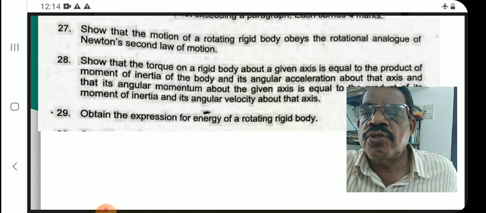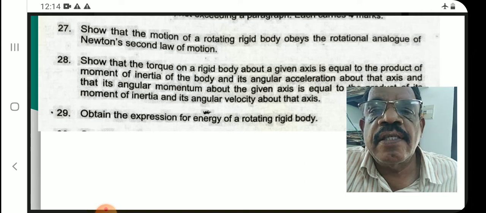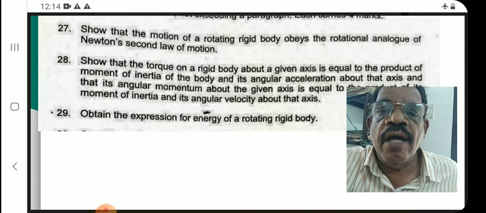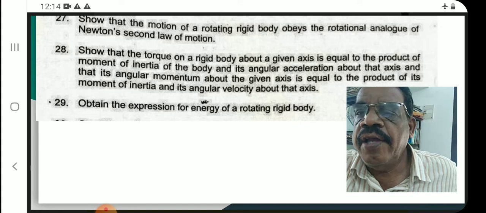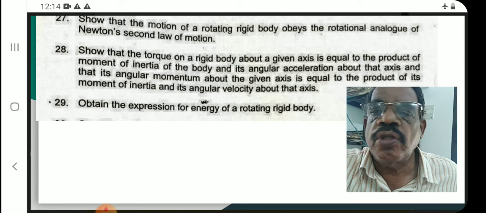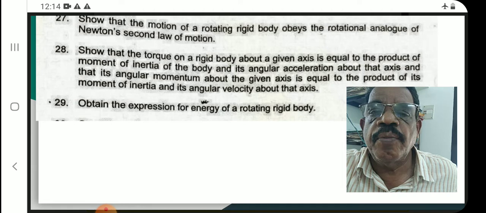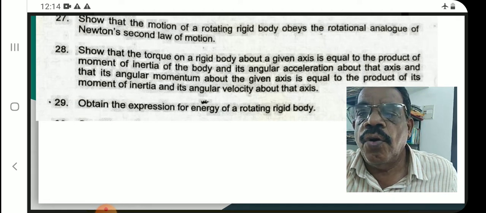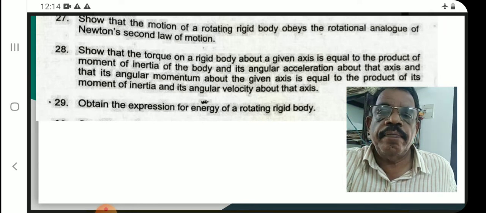Number 28, show that the torque on a rigid body about a given axis is equal to the product of moment of inertia of the body and angular acceleration about the axis, and that the angular momentum about the axis is equal to the product of moment of inertia and the angular velocity about the axis. Number 29, obtain the expression for energy of a rotating rigid body.